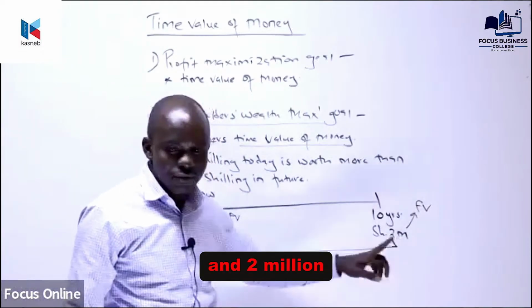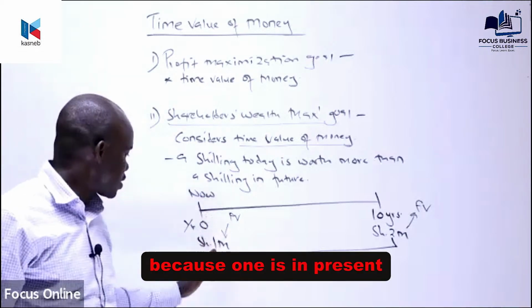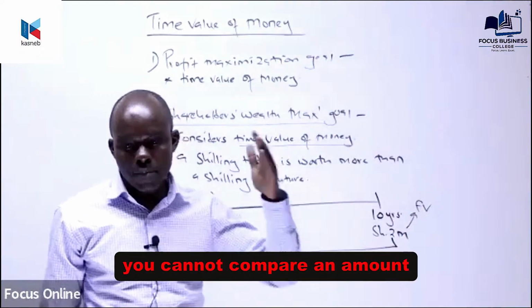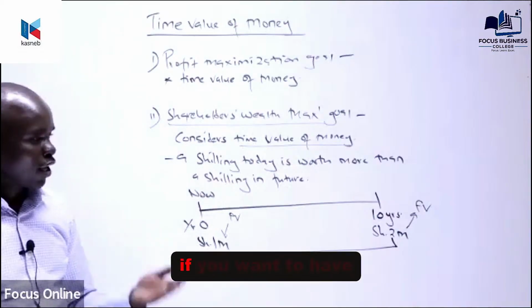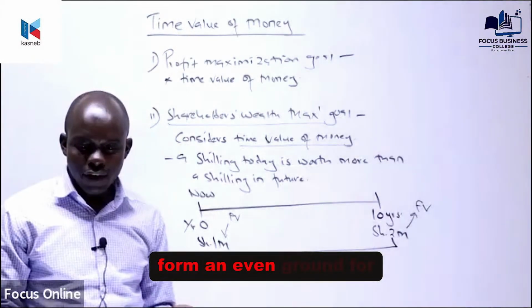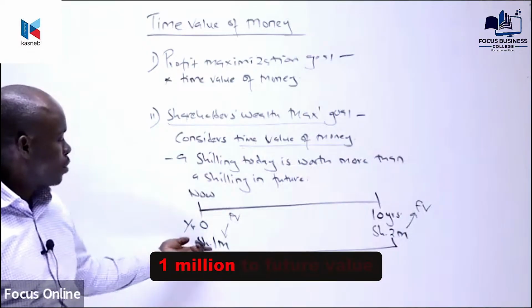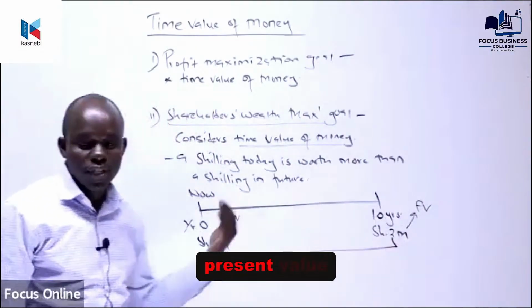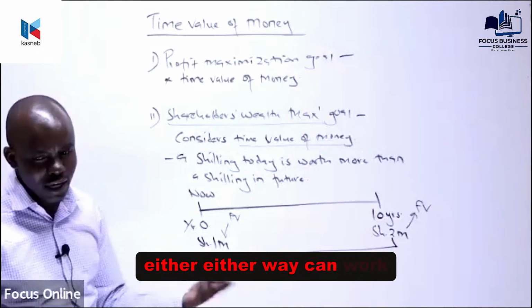and 2 million. Those two figures are not comparable because one is in present value terms, the other one is in future value terms. You cannot compare an amount in present value terms with an amount in future value terms. If you want to have a fair comparison, or if you want to form an even ground for comparison, you must either take this 1 million to future value or bring this 2 million to present value. And the most important thing, okay, either way can work.